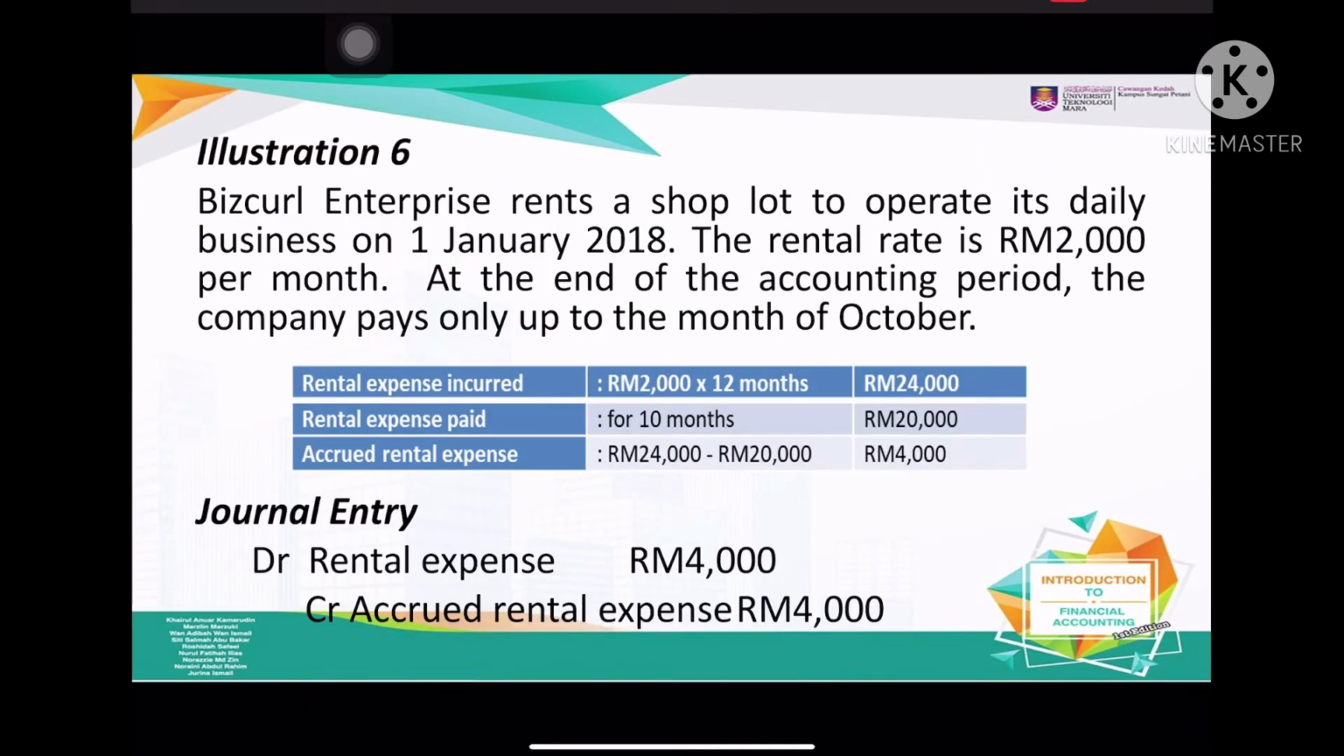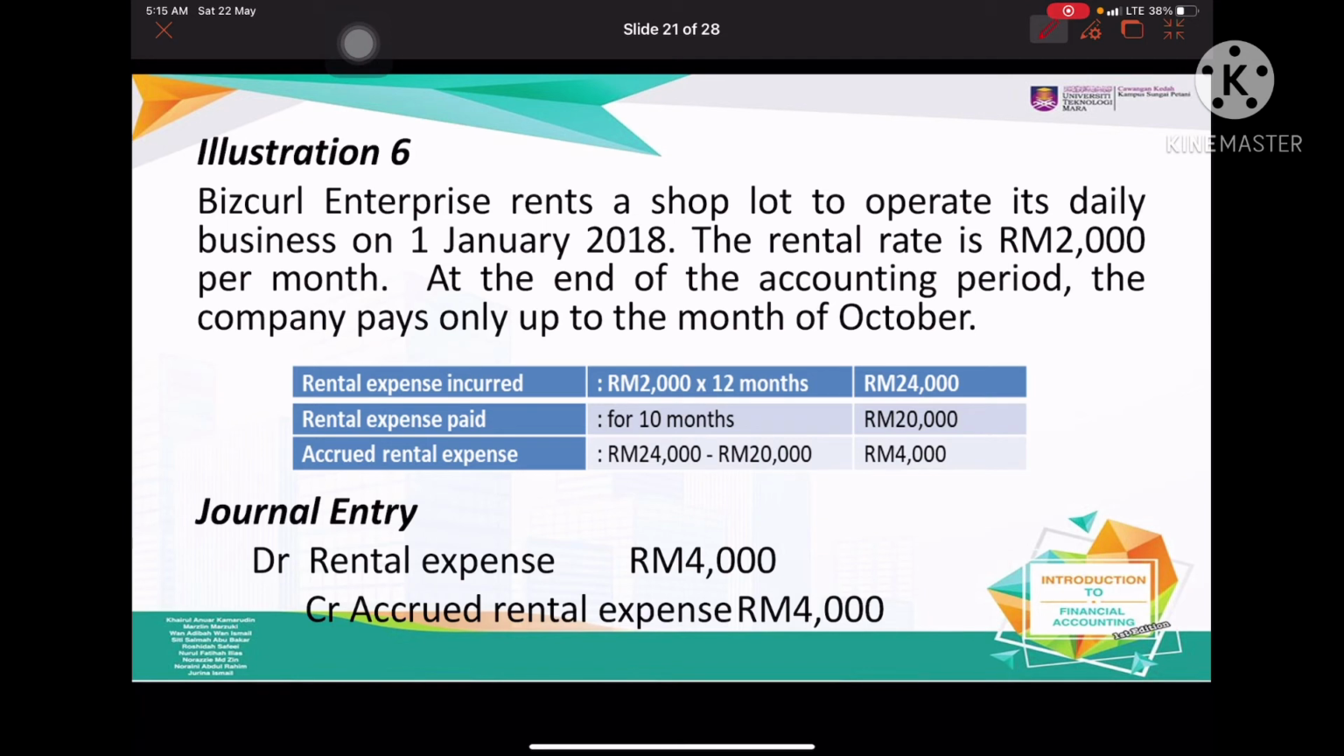Alright, now have a look at the illustration. Illustration 6. Bisco Enterprise rented a shop lot to operate its daily business on 1st January 2018. The rental rate is 2,000 per month. By the end of the accounting period, the company has paid only up to the month of October, so it is only for 10 months. Suppose that we have to pay the rental for 12 months.